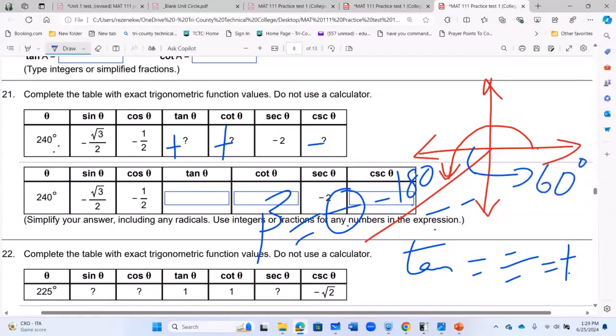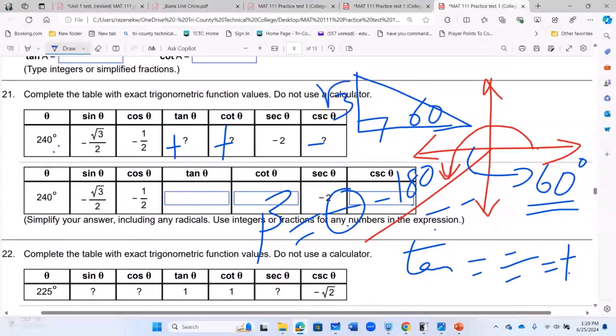Okay. And since you already know that the reference angle is 60 degrees, what you need is a special right triangle, 30, 60, 90. So get yourself a special right triangle, 30, 60, 90. If this is 60, this is root 3. Root 3 is always opposite, I'm sorry, the 60 degrees. The side opposite 30 degrees is 1, and the hypotenuse is 2.